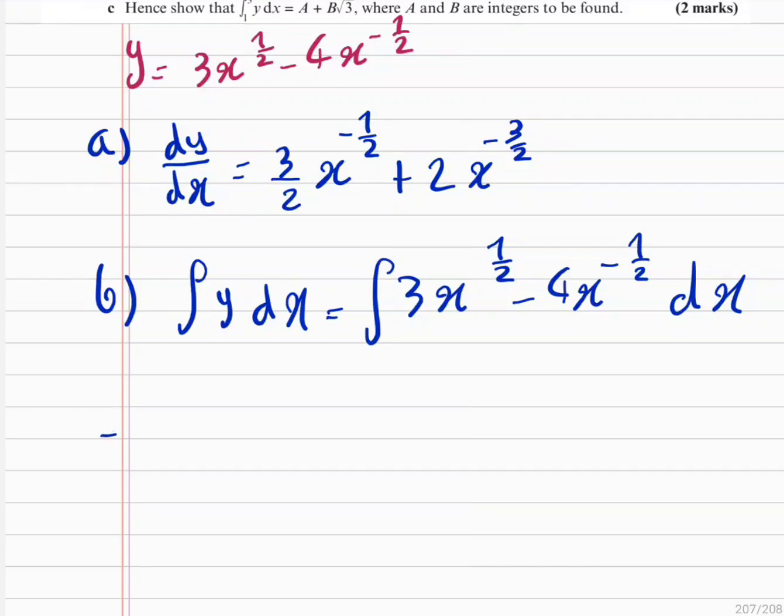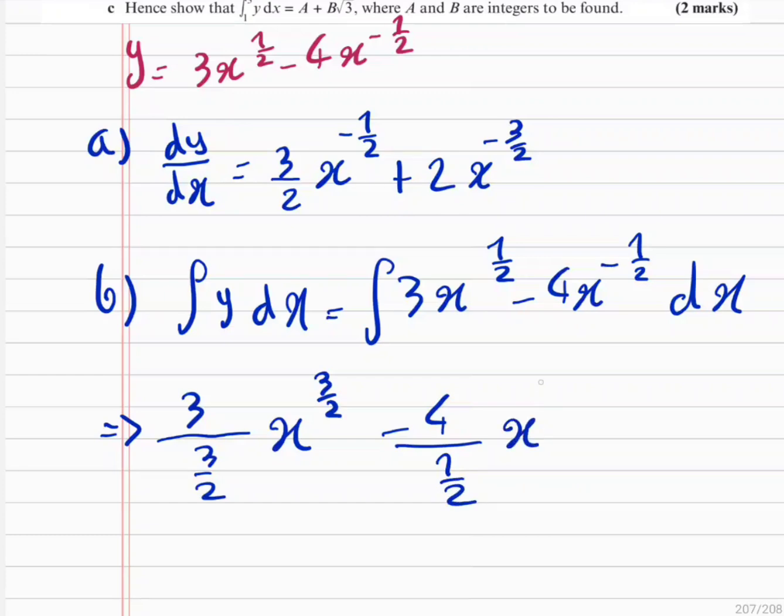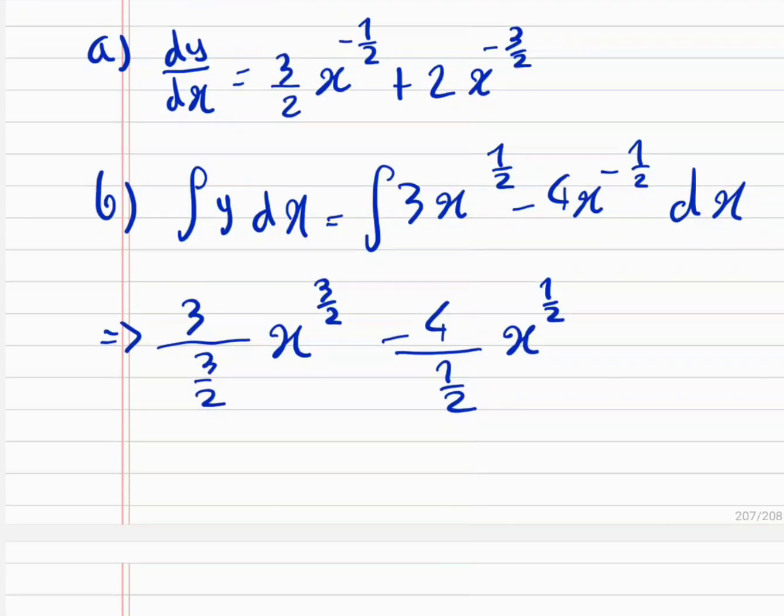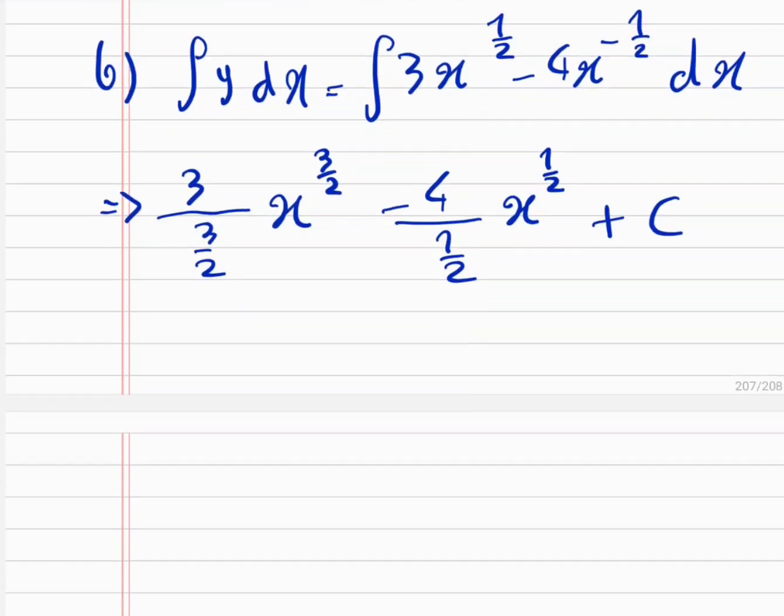So in this case, we are going to have 3 divided by a half plus 1, which is 3 over 2, and then also the power of x obviously increases by 1, which becomes 3 over 2. And here we have minus 4 divided by minus a half plus 1, which is just a half, and x to the power of a half, the new power. And we also have the constant of integration.